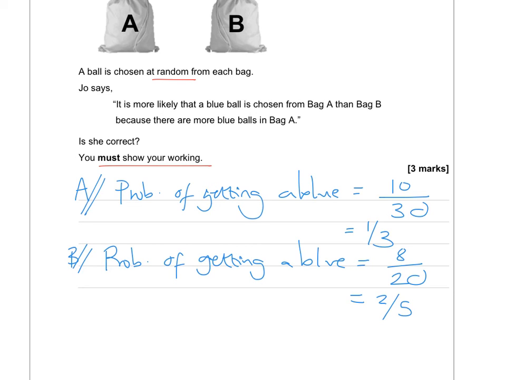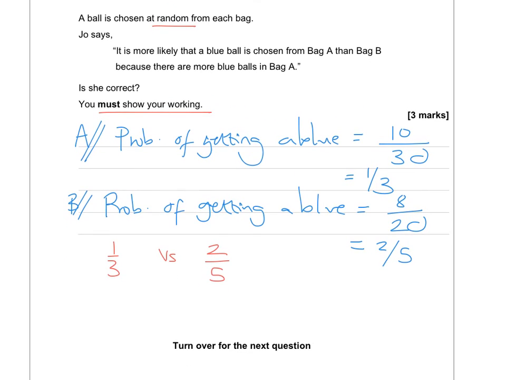So we have to compare 1/3 versus 2/5, which if we give these fractions a common denominator of 15 or 30 or 60, as long as they have a common denominator it doesn't really matter. So 1/3 is the same as 5/15, and 2/5 is the same as 6/15, which means that 2/5 is greater than 1/3, which means that Joe is incorrect.